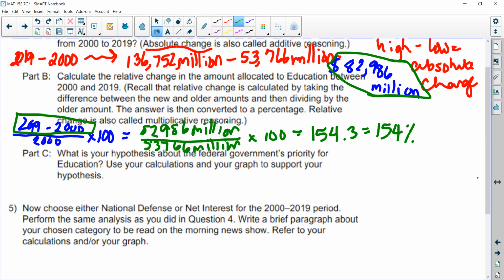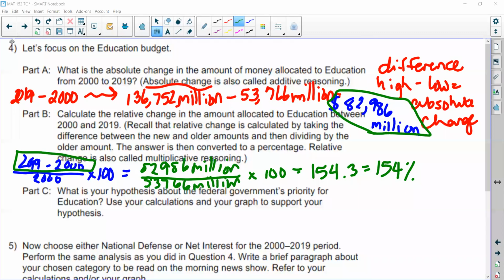It says, what is your hypothesis about the federal government's priority for education? Use your calculations and your graph to support your hypothesis. So what we're going to say then is the education budget increased dramatically overall, or more than doubled from 2000 to 2019. However, as you can see from the graph, most of this change was due to the sharp rise in the early 2000s, and the budget for education has jumped up and down since then. So let's use our chart that we developed in part 3 to make that hypothesis.